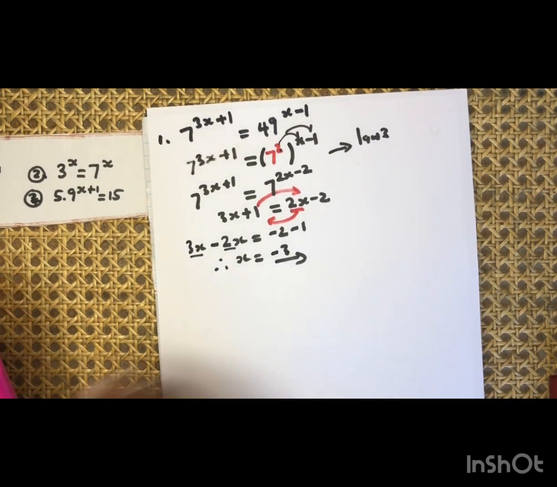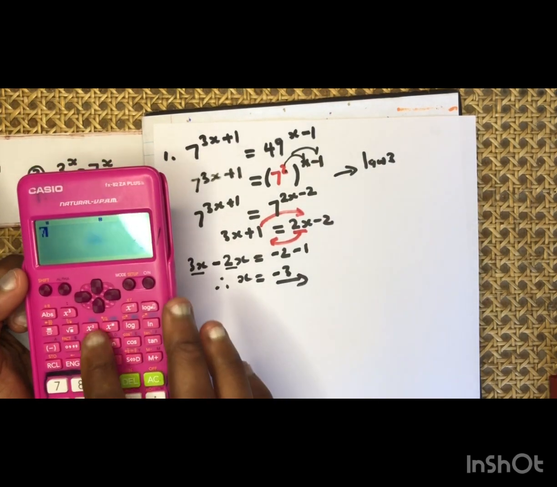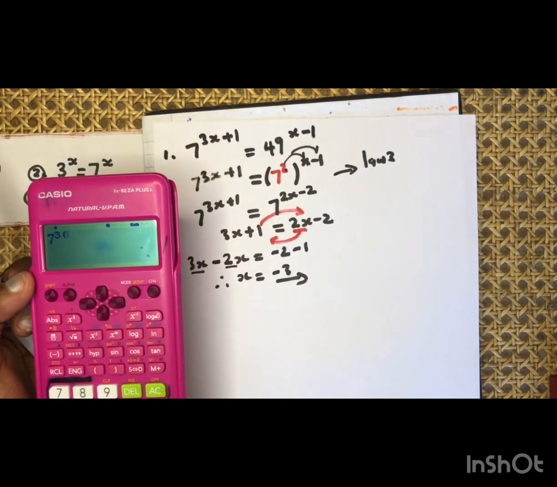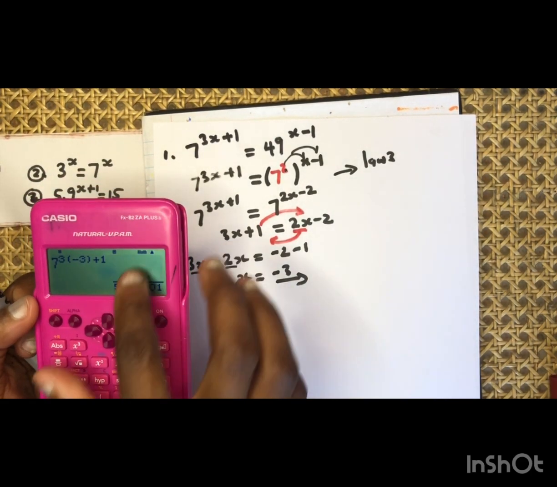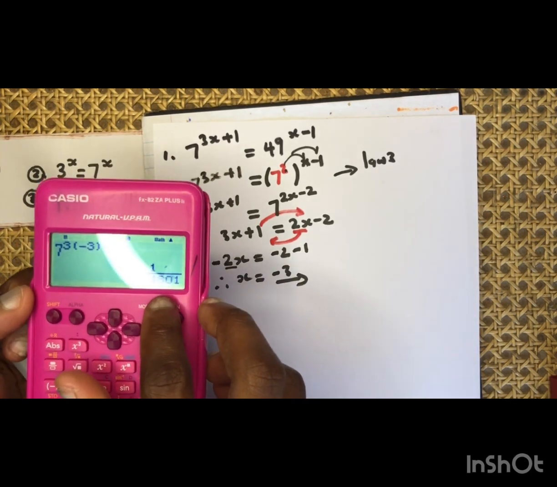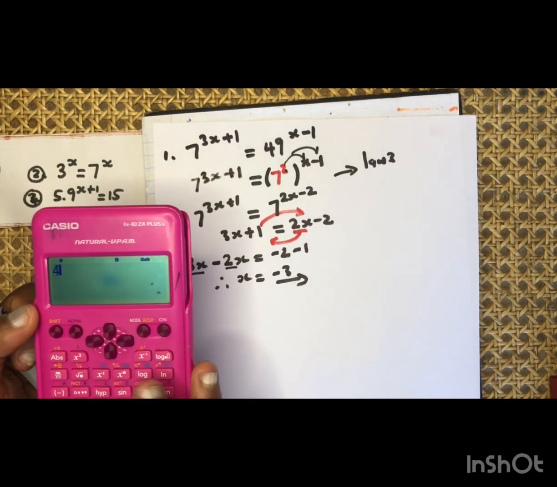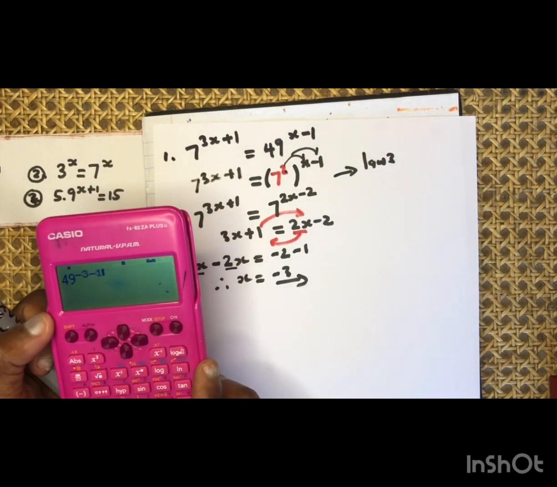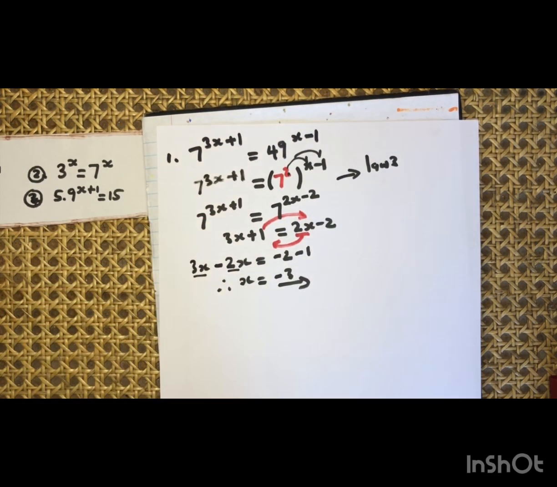Remember, you can take your answer and verify. If I have 7 to the power 3, in place of x we substitute the value we have, which is negative 3, plus 1. Can you see it's 1 over the big number? Let's try and substitute here. It's 49 to the power x, now negative 3 minus 1. You will see that the number is still the same, so your answer is correct.